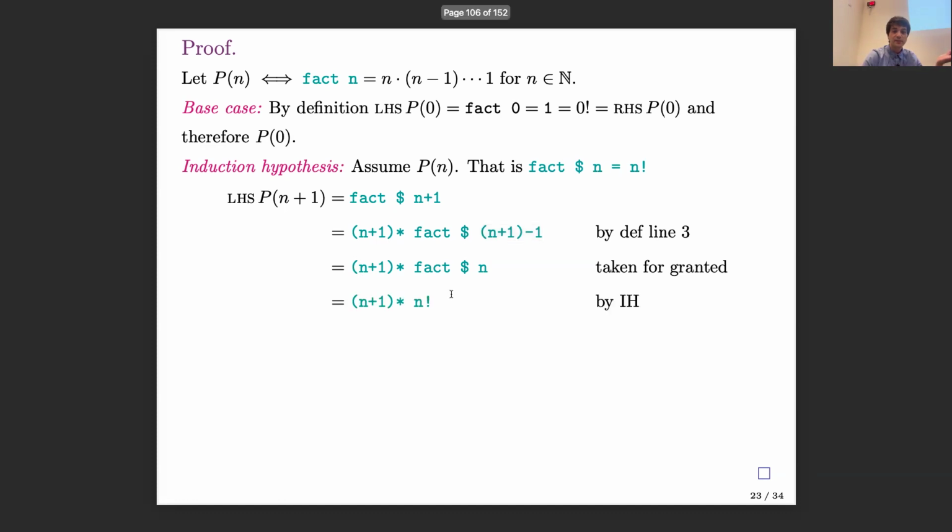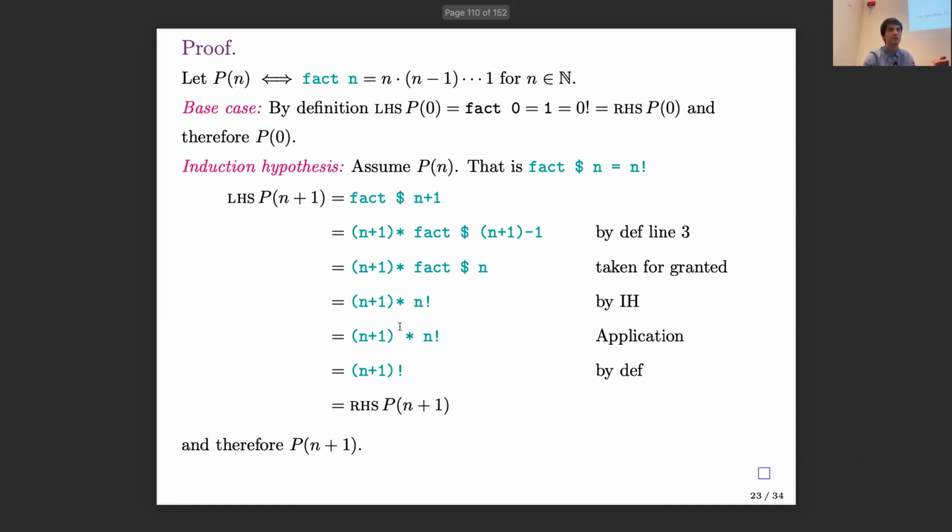Well, fact of n is n factorial by the induction hypothesis, right? And then what we're left with is n plus 1 times n factorial, which is n plus 1 factorial by definition. So what have I proved? Well, that the right-hand side of Pn is equal to the left-hand side of Pn, and therefore Pn plus 1. So, conclusion: fact of n is equal to n factorial for any natural number n by the principle of mathematical induction.